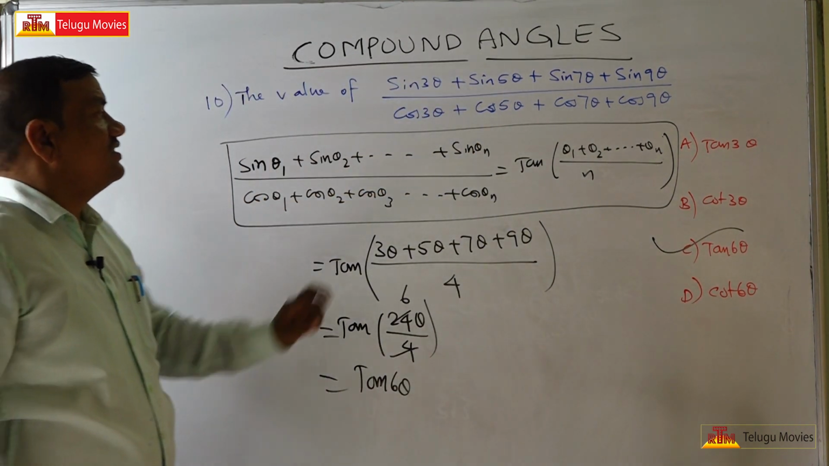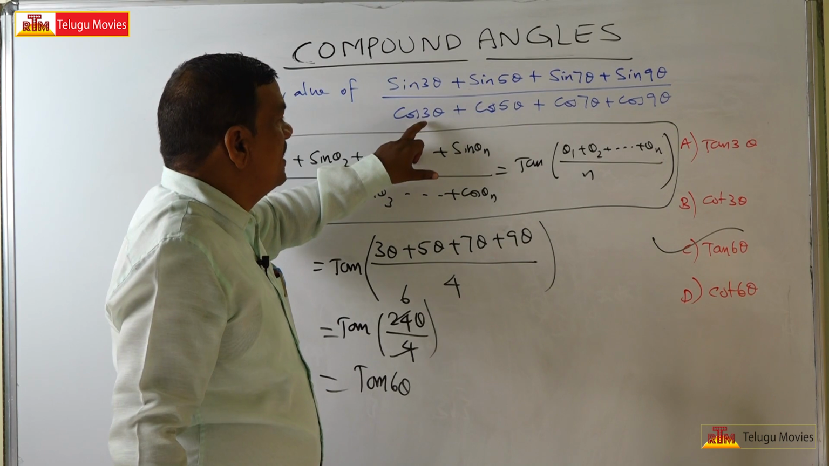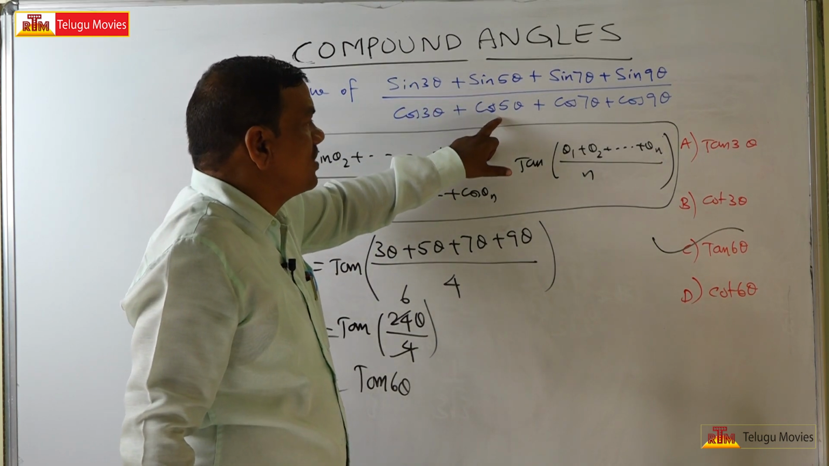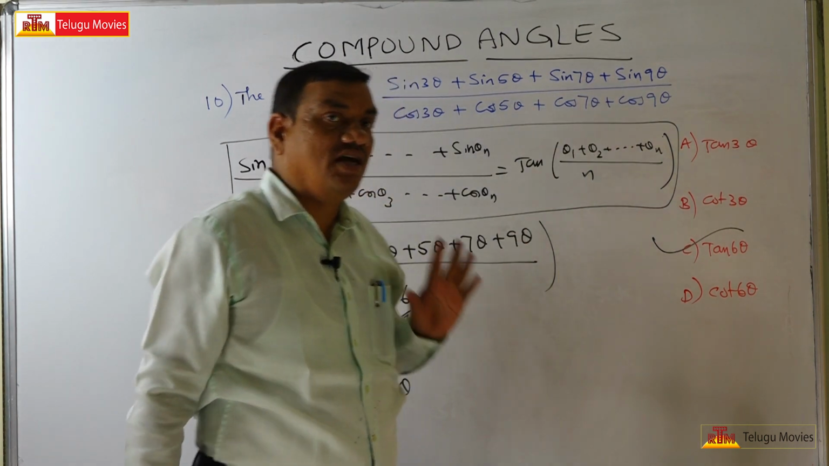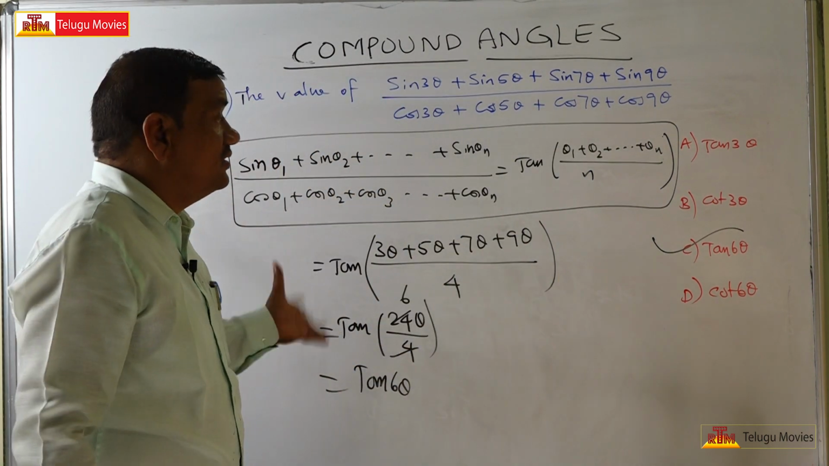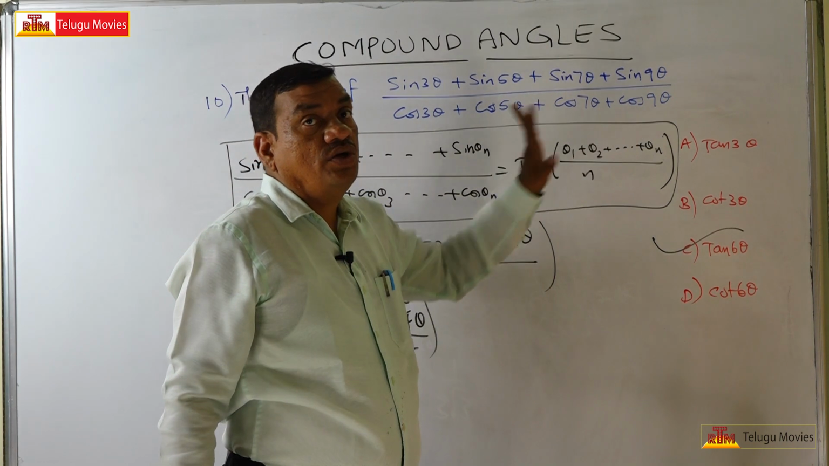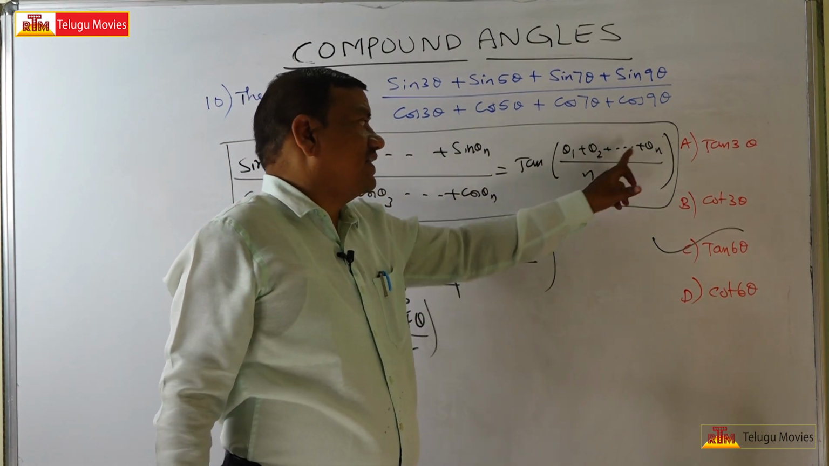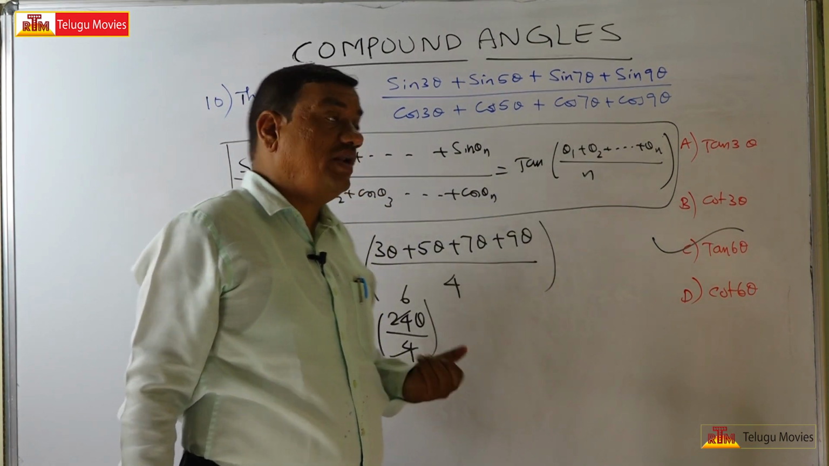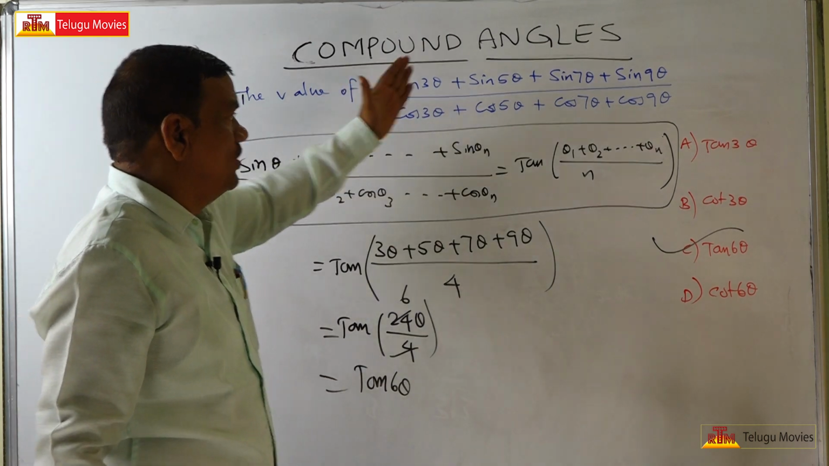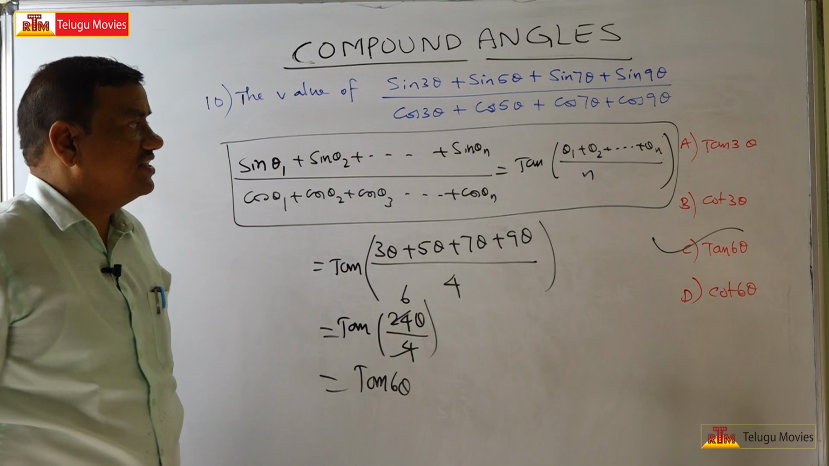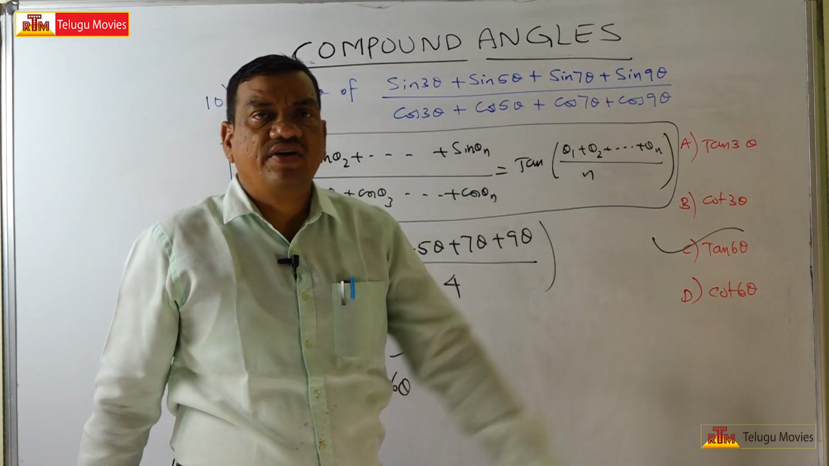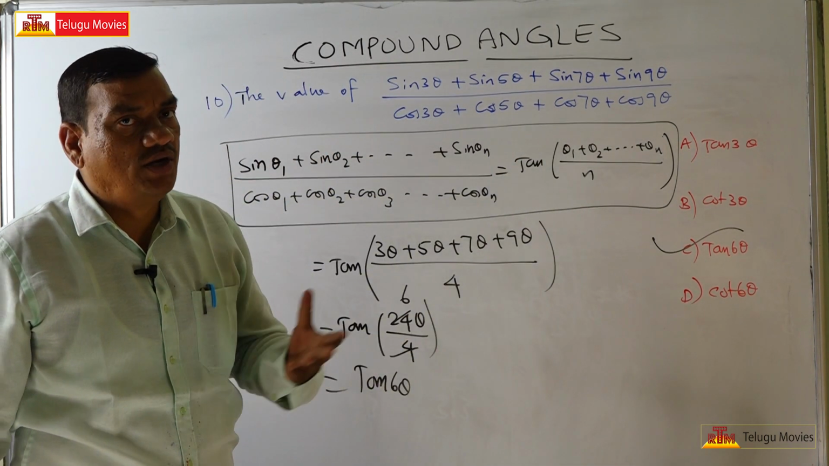But the condition is that sin 3 theta and cos 3 theta, sin 5 theta and cos 5 theta, sin 7 theta and cos 7 theta, sin 9 theta and cos 9 theta should be there like that only. Then your answer is tan of theta 1 plus theta 2 plus theta 3, and so on, theta n, upon n. How many sines and cosines are there? 1, 2, 3, 4, so by 4. If you do that, the answer will be tan 6 theta. This is a very, very important result. Remember it and note it down.